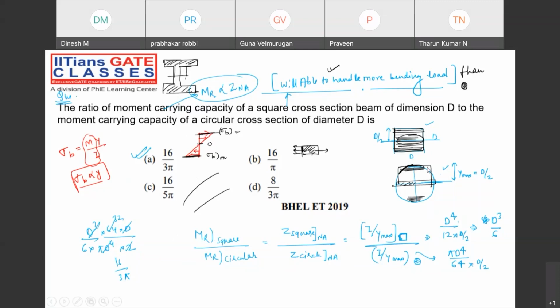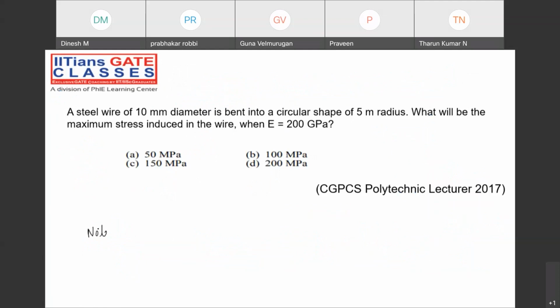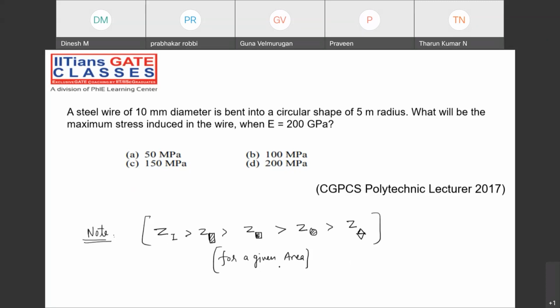Tell me, guys. So in that sequence, put a note and note down. Z of I section is more than Z of rectangular section, is more than square section. Then circular will come, then square diagonal will come. This is the sequence for a given area. For a given area, it must be constant. Otherwise, things will be complicated, right? Moment of inertia might change accordingly. So section modulus will be highest for I section, and in this direction bending load carrying capacity will increase.